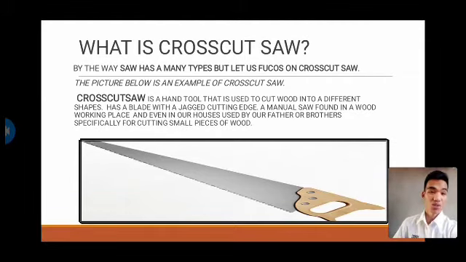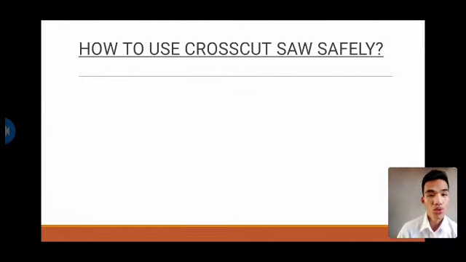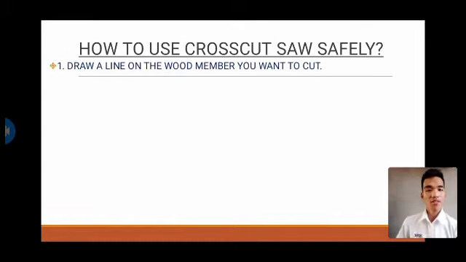Okay, let's proceed. We have known already what a crosscut saw is. A crosscut saw is a hand cutting tool used to cut wood into different shapes. Now let's proceed. How to use a crosscut saw? Do you know? Maybe yes, maybe no. First is how to use.